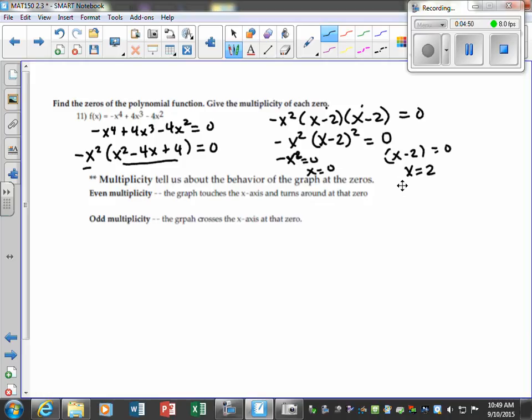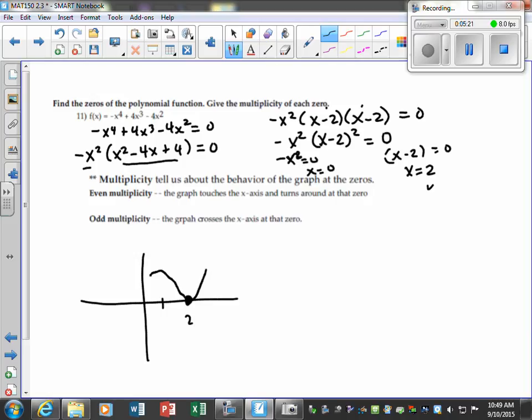Now let's talk about the multiplicity bit. Multiplicity tells us about the behavior of the graph at the zeros. Basically, even multiplicity means the graph will touch the x-axis and turn around. Let me explain that. Let's say this is a 0, and for our particular problem, let's say that's 2. If I was using my graph and I hit that point, it's going to turn. If I was up here and I came to that 0, I would touch it and turn back around.